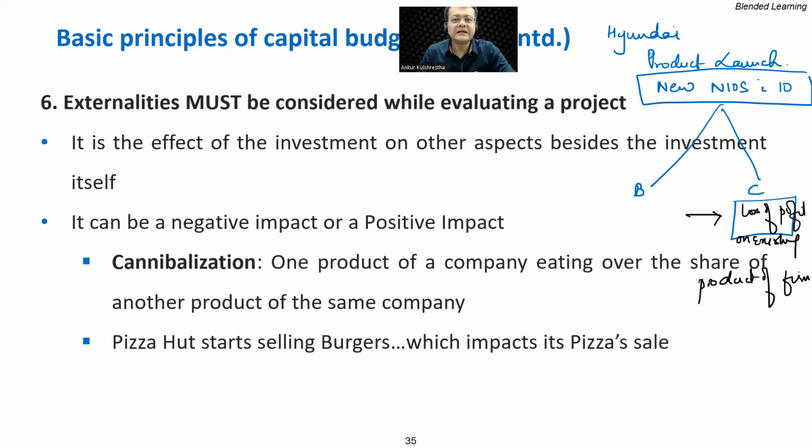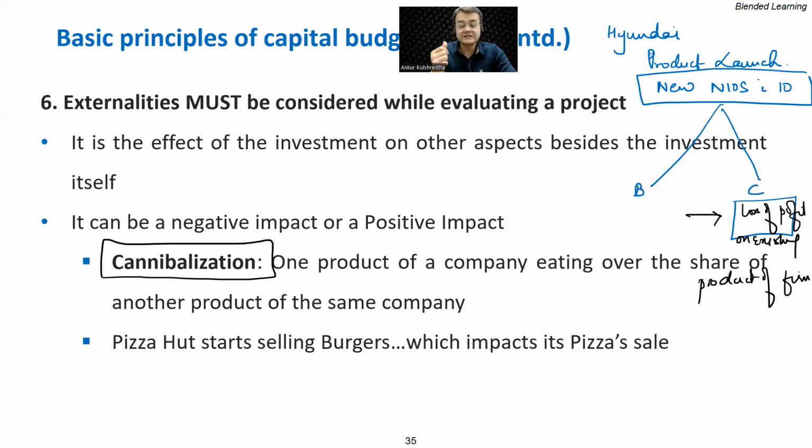Don't go home thinking that externalities are only negative. That's called cannibalization. There's a marketing term that you're also going to study in your marketing course. There are some positive externalities also, meaning thereby, let's say a restaurant which is selling only pizza, such as a Pizza Hut.